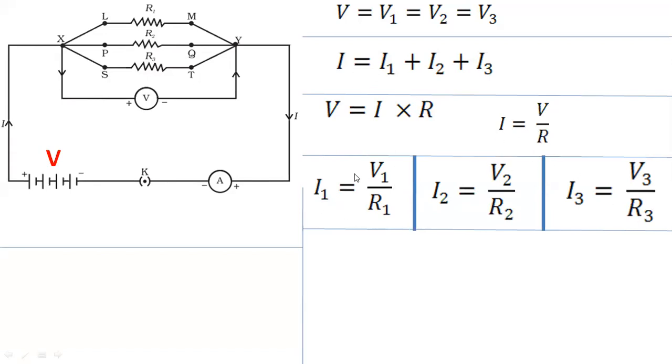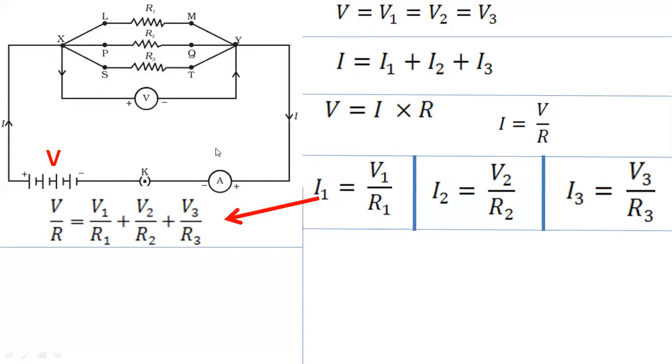Now what we'll do, we will put all these values into this equation. Value of I we already have, I1, I2 and I3 values we also had derived. So let us put all these values into this equation. So that equation will become, see, value of I is what? V by R. So we have put V by R. What about the value of I1? So that is V1 by R1. Same V2 by R2, V3 by R3.